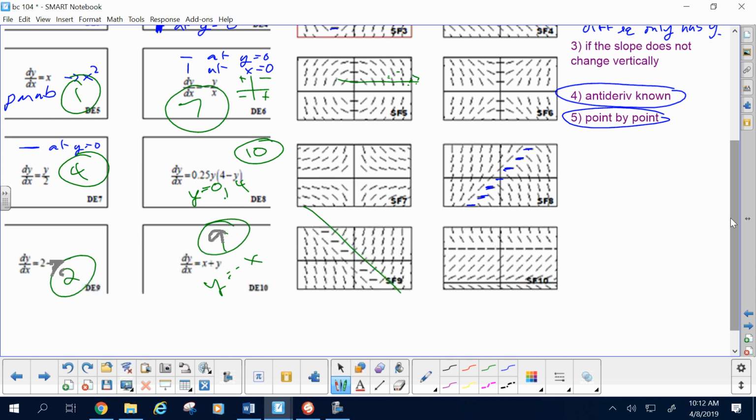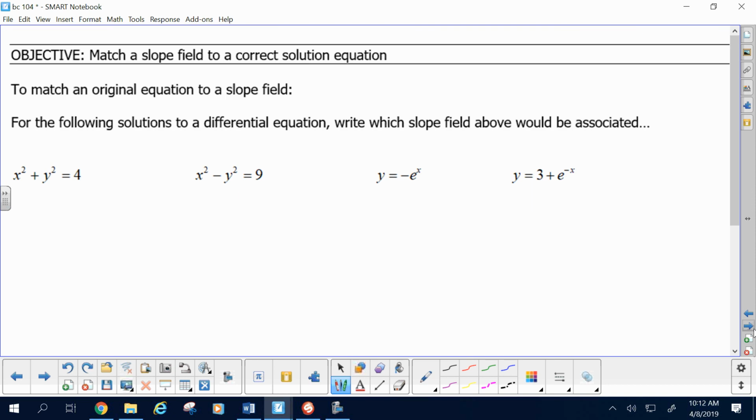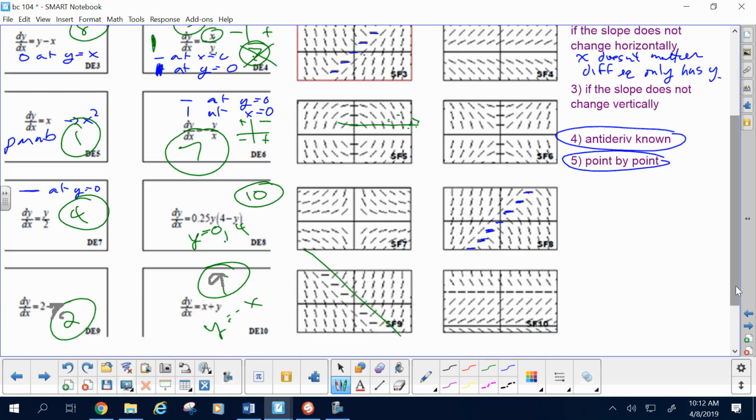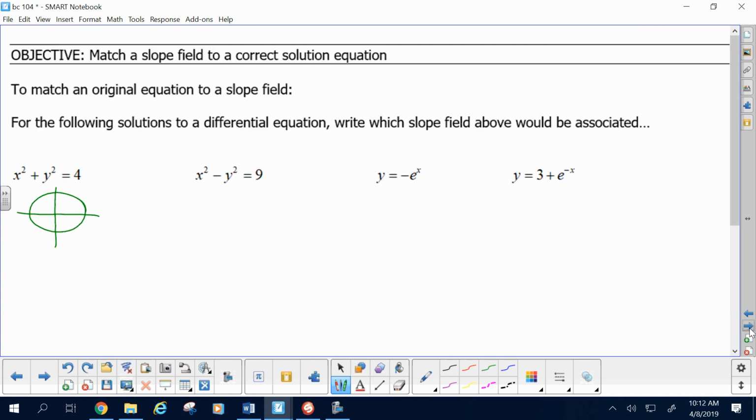All right, last skill then. Which slope field matches these original equations, not the derivative? Which one matches this original equation? What does this graph look like? It's a circle. Which of those slope fields, if you did a little connect the dot, could look like a circle? It is 5. Okay, so if, for example, you had an initial point, you would say that. So that's slope field 5.